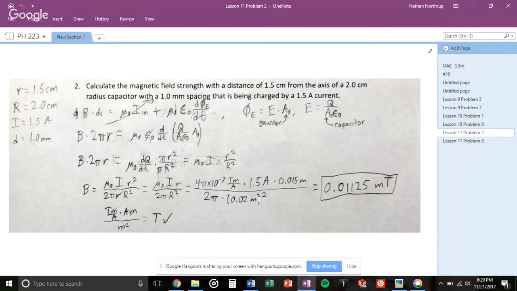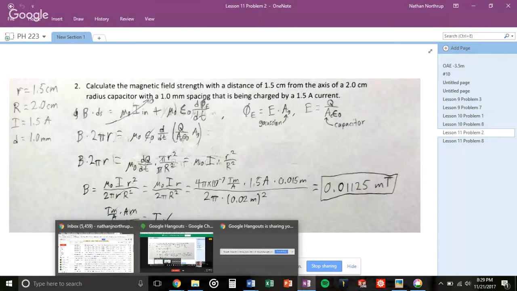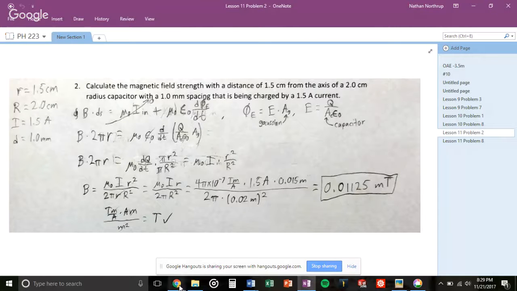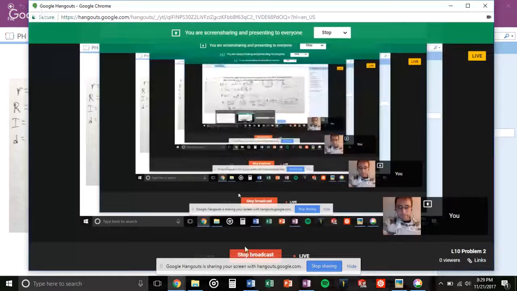And plug in our numbers, and we get that our magnetic field at that radius is 0.01125 milliteslas. And you can see that the units work out. Yep, indeed. All right, thanks.